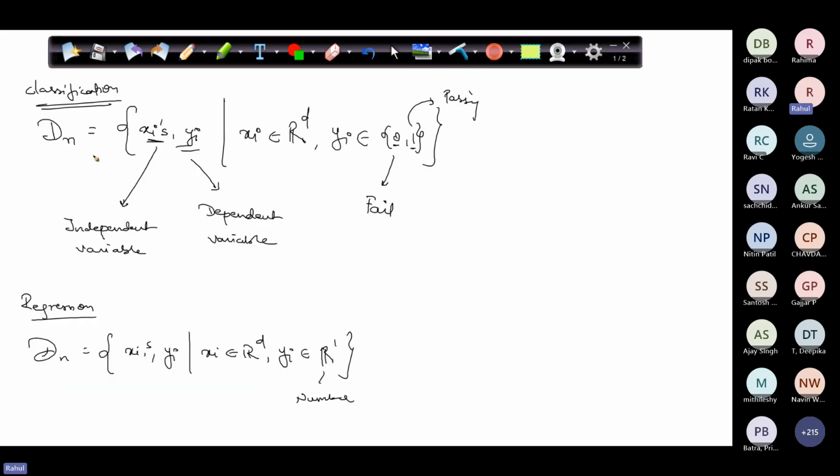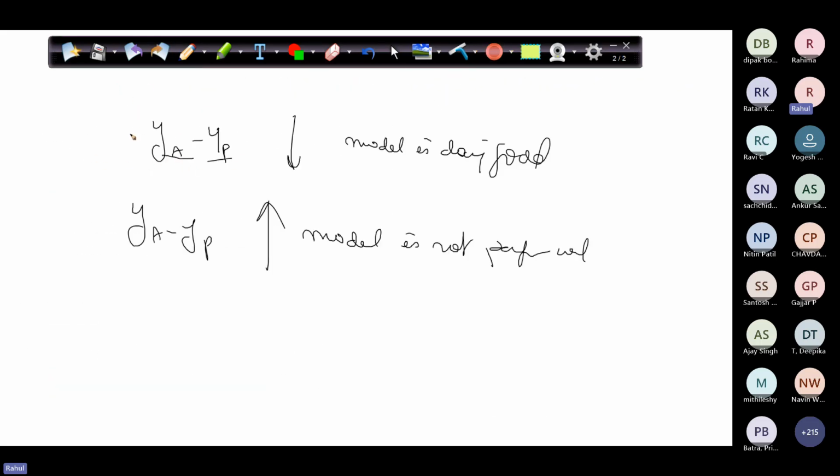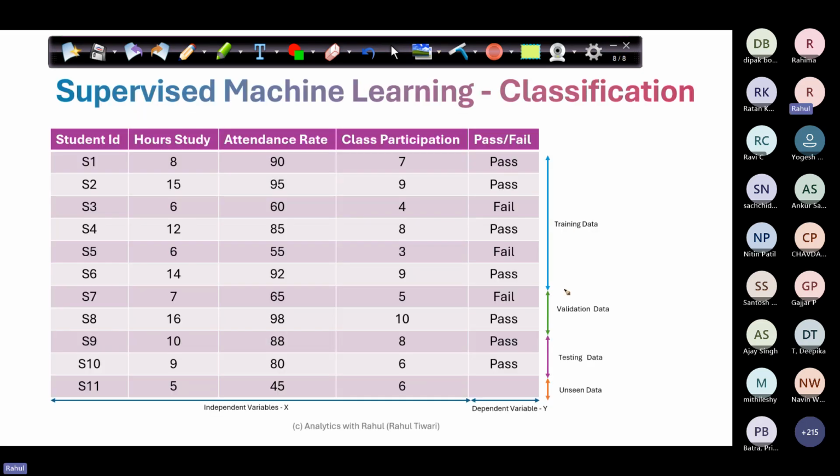In the regression, I was checking the accuracy by using the difference between the actual value and the predicted value. But in this classification, I am just checking if the data is pass and the model is saying fail, that means it's a wrong prediction. Same way, if the data is fail and the model is saying pass, it's a wrong prediction. If the actual is fail and the model is saying fail, it is a correct prediction. Actual is pass and the model is also pass is also a correct prediction. So that is how it works.